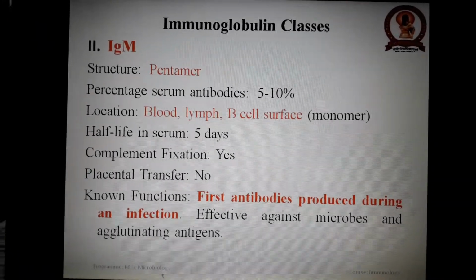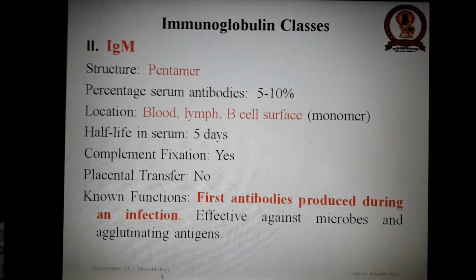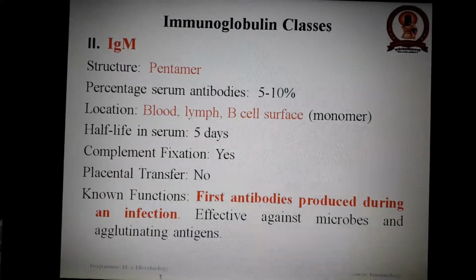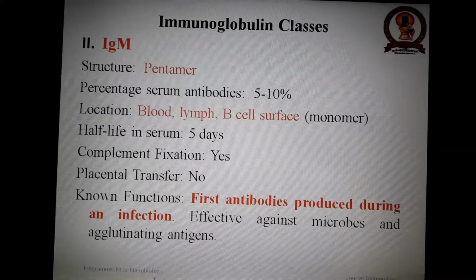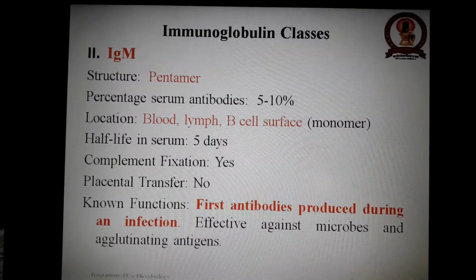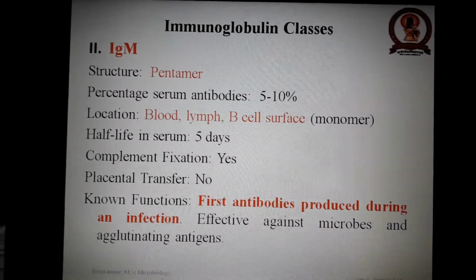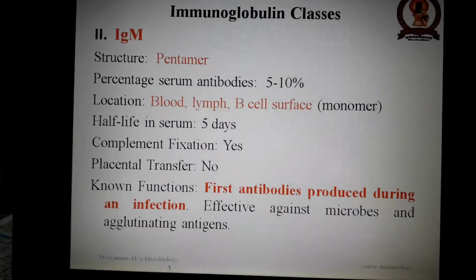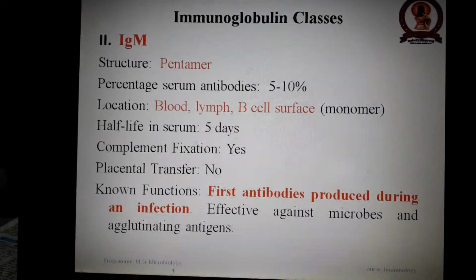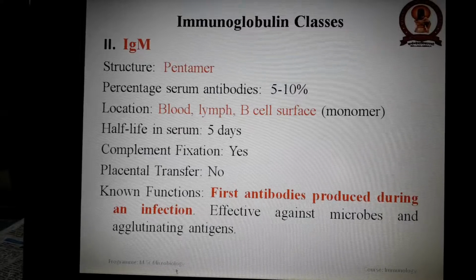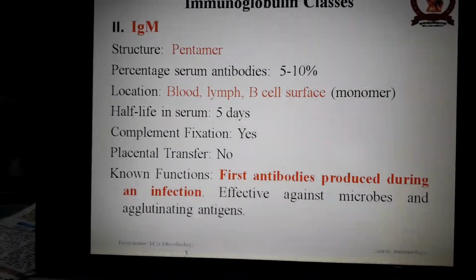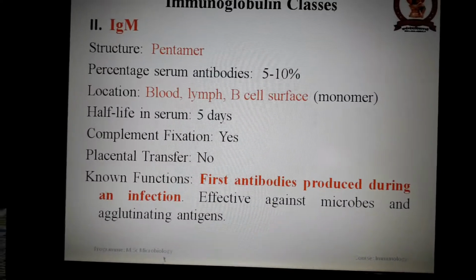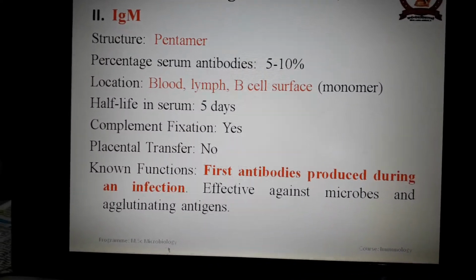Now when we are dealing with this particular antibody, the percentage in the serum is 5 to 10%. So the amount of this particular antibody is less in the serum. And from where can we isolate it? We can isolate this from the blood, from the lymph, and from the B cell surface. Its half-life in the serum is 5 days only, and it also shows complement fixation.